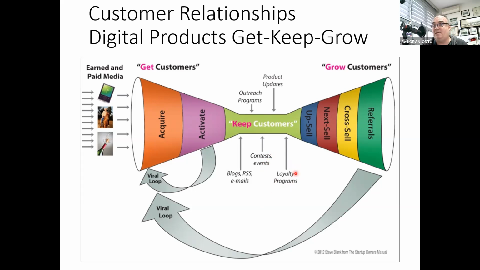Or you might have loyalty programs where the longer you stay with the company, the more you get, or maybe you get discounts and so on. Outreach programs to make sure that they're able to contact you. Or today, a lot of software, a lot of digital products comes with free updates, right?